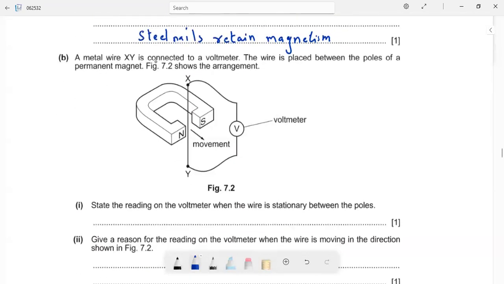Next, a metal wire XY is connected to a voltmeter. The wire is placed between the poles of a permanent magnet. Figure 7.2 shows the arrangement. State the reading of the voltmeter when the wire is stationary between the poles. When the wire is stationary, there will not be any reading. It will be 0 because no EMF is being induced here.